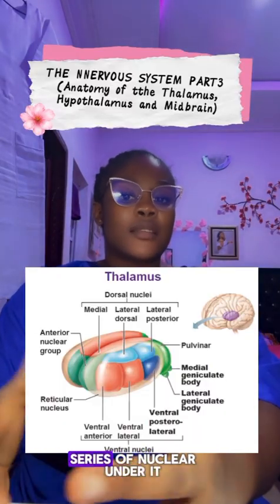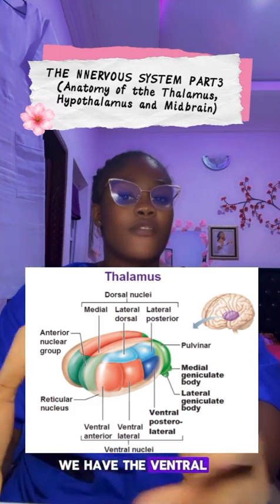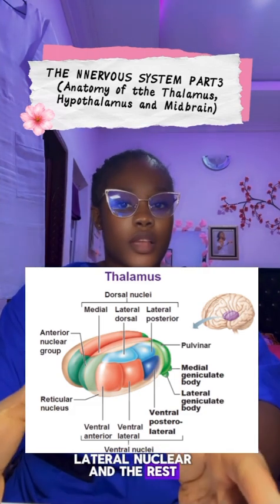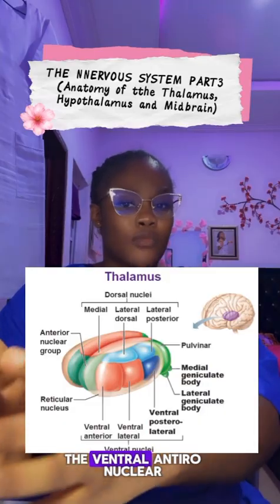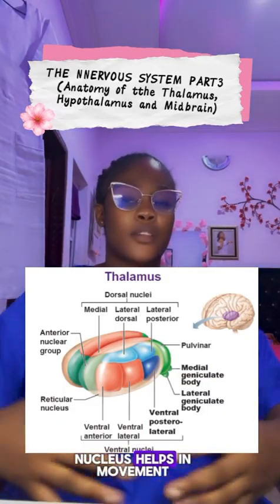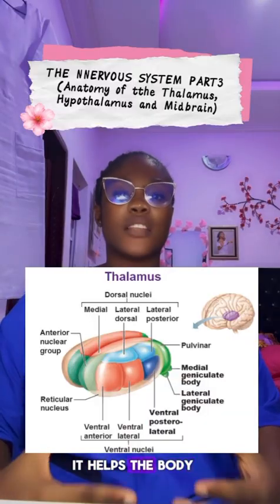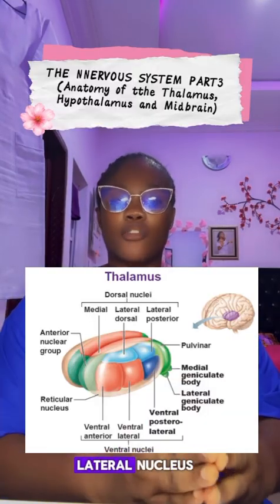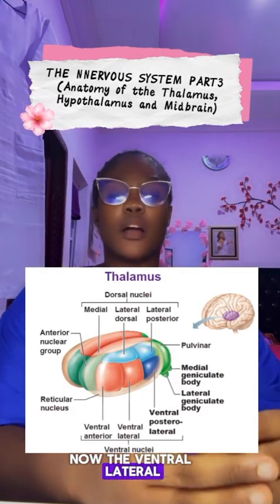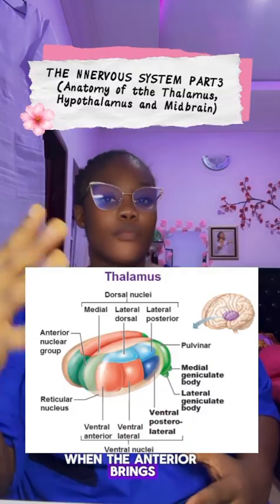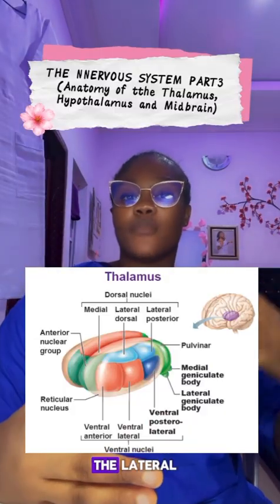Now the next one is the ventral nuclei. The ventral nuclei has a series of nuclei under it. We have the ventral anterior nuclei, we have the ventral lateral nuclei, and the rest. So let's talk about the ventral anterior nuclei. Now this ventral anterior nuclei helps in movement. It helps the body in what? Movement. Now moving forward, we talk about the ventral lateral nuclei. Now the ventral lateral nuclei helps in coordinating the movement. When the anterior brings the movement, the coordination comes from the lateral.